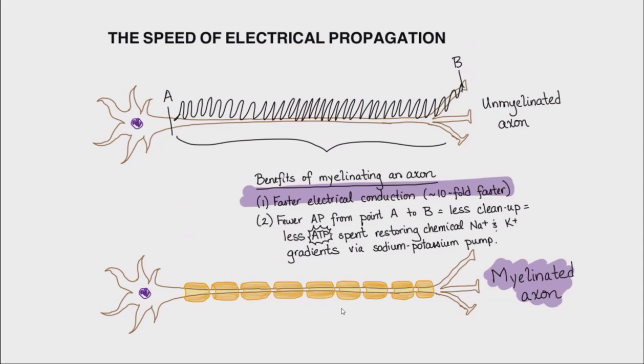All right, so that concludes this lecture. In our next lecture, we're going to take a look at the axon terminals and what happens when the electrical signal gets to the axon terminals. What happens next? I'll see you then.